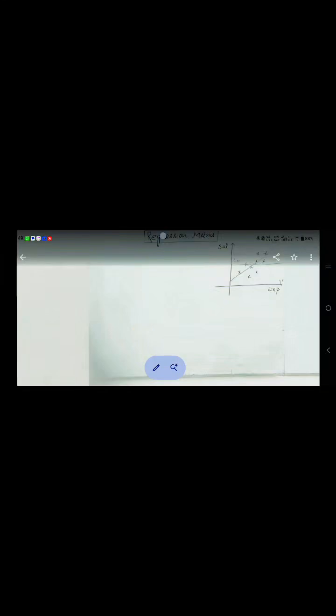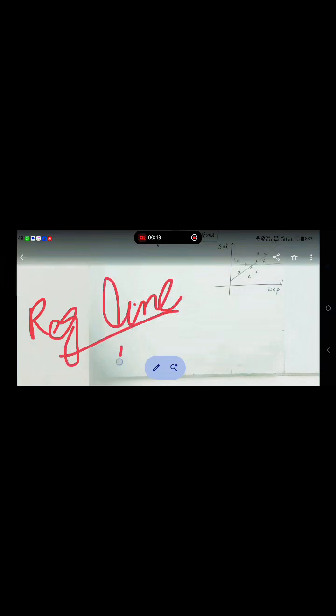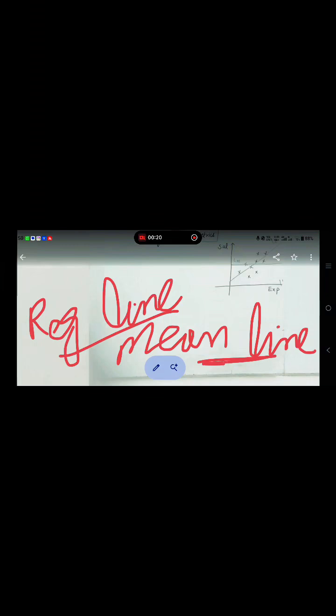Okay, today I will make you understand in a very easy way the regression line and the mean line. We have two types of lines when we run the regression model in our thesis. One line is called the regression line and the second line is called the mean line or average line.